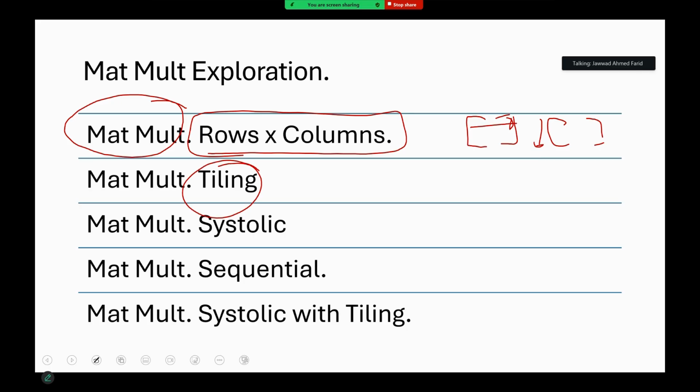And tiling was a second approach. Again, same example, if I have two 4 by 4 matrices, तो हम उनको divide कर देते थे into smaller sub matrices, and then we sort of run those sub matrices in parallel. So this was approach number 1. This is approach number 2.